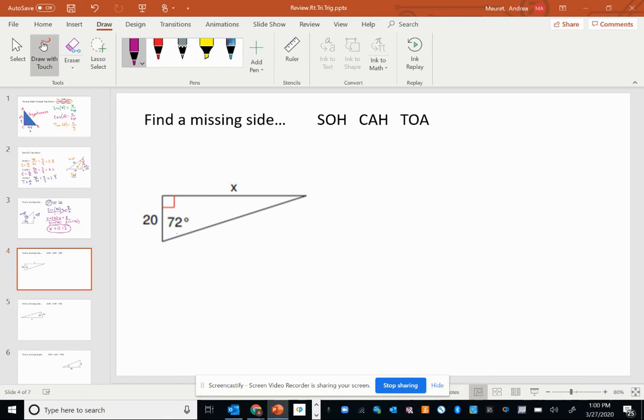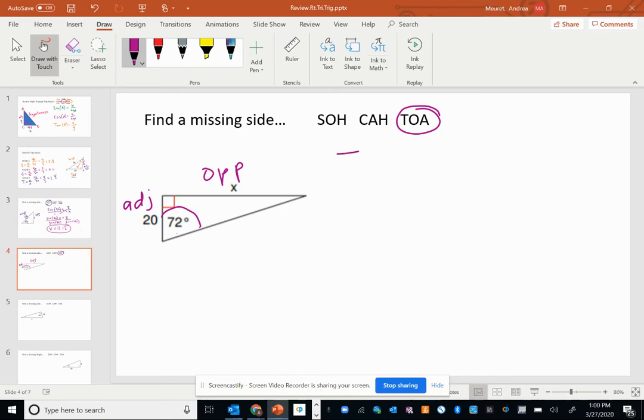On this next problem, find a missing side, we're looking for x, and x is one of the legs of the right triangle. And so again, the angle that we know is the 72-degree angle. So in reference to this angle, this is the opposite leg, and this is the adjacent leg. And so the opposite leg is x, the adjacent leg is 20. We don't know the hypotenuse, and so tangent is going to be the ratio that we use.